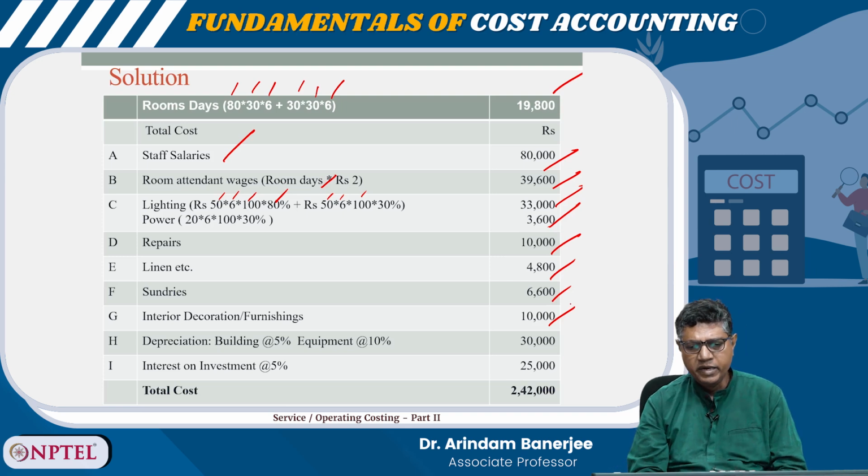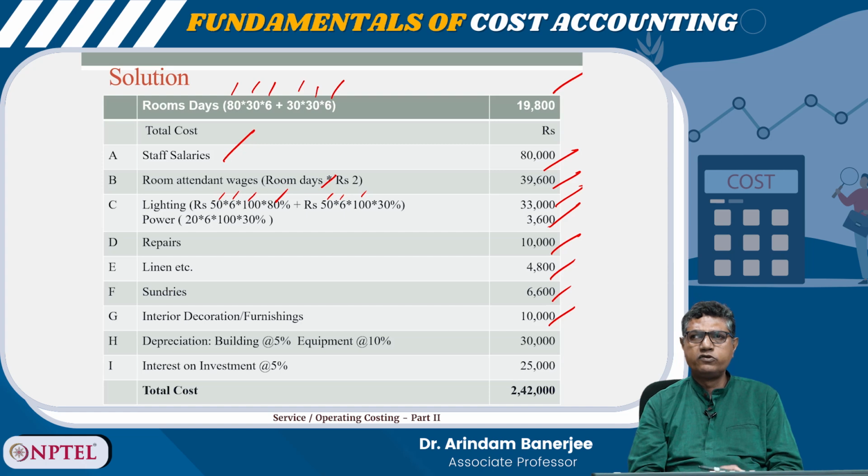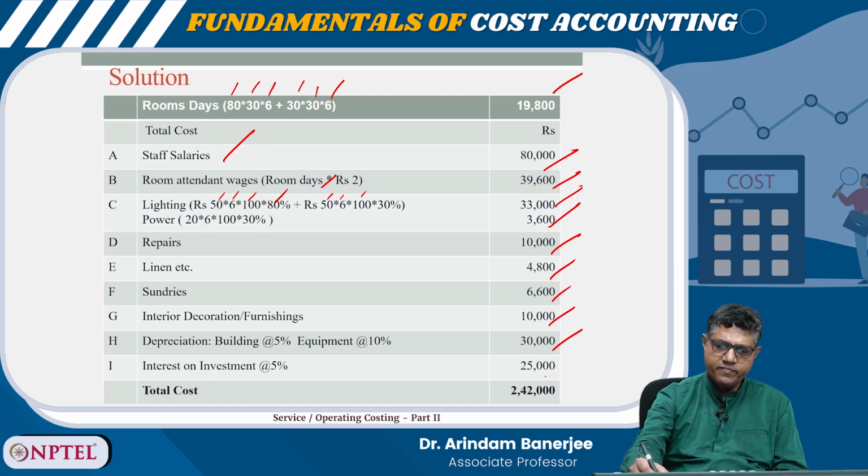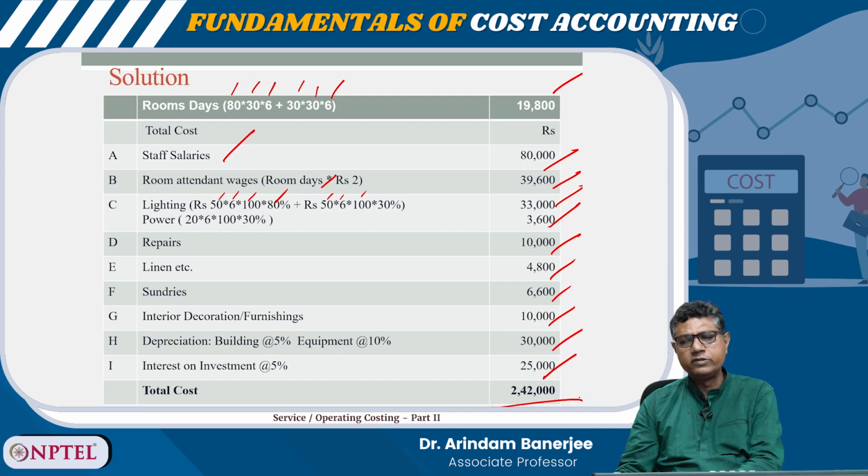Depreciation, building at 5%, equipment at 10%. If we depreciate, it will come to 30,000. Interest on investment at 5%, it is 25,000. So the total is 2,42,200. So that is my total cost.